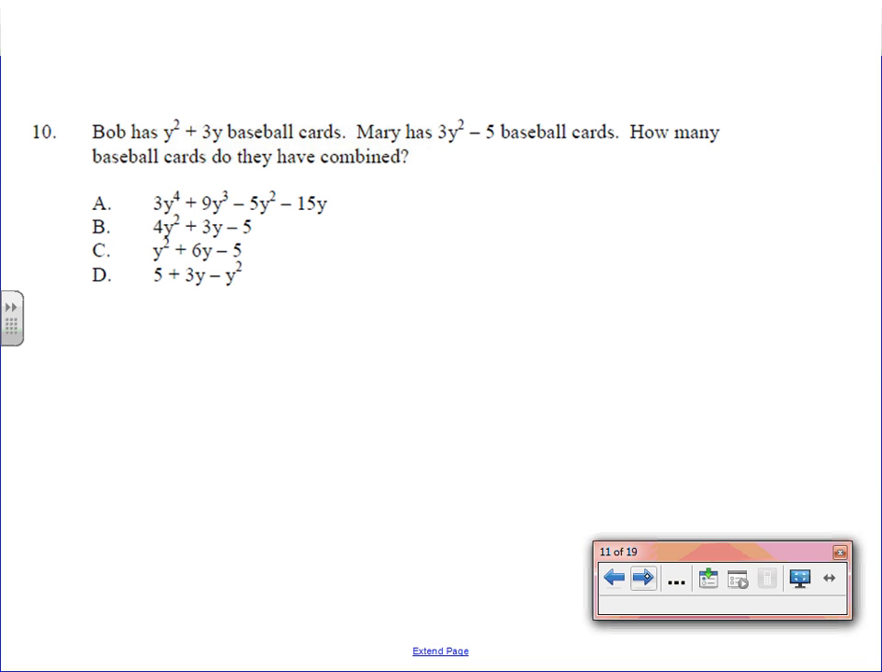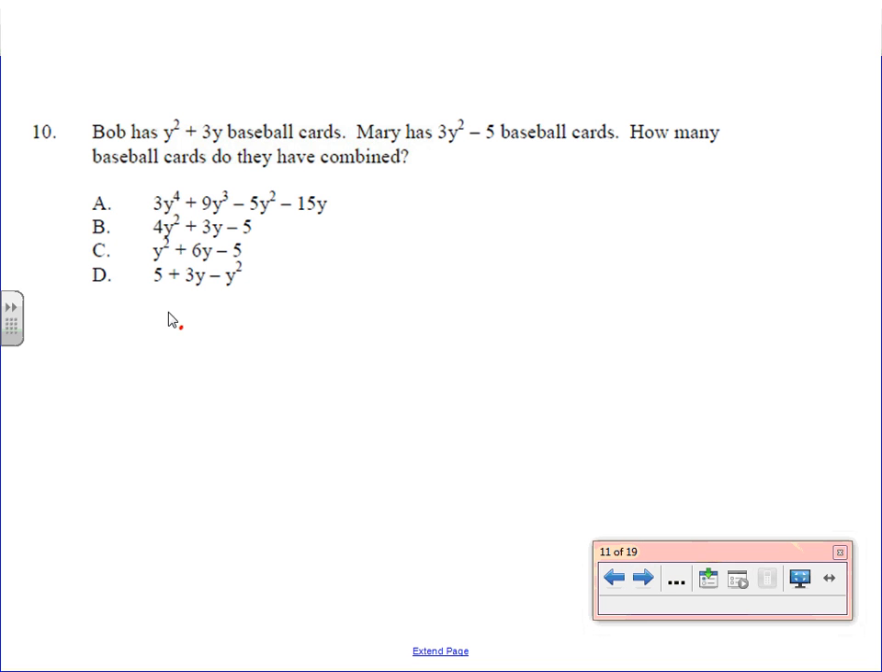Next one, number 10, says Bob has y squared plus 3y baseball cards. Mary has 3y minus 5 baseball cards. And we want to know how many baseball cards do they have combined. So again, let me make it a little bit easier. What if I said Bob has 5 cards and Mary has 3 cards? And I asked you, how many do they have total together? 8. And how do we find 8? You add the 5 and the 3, and that gives you the total number of cards. That's what we're going to do here.